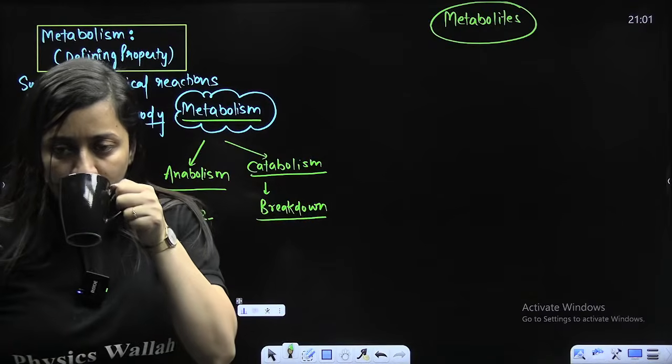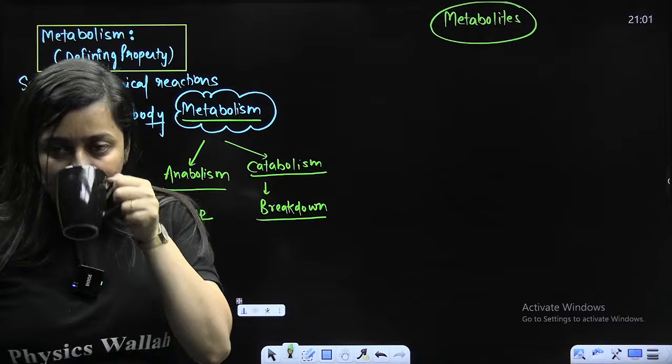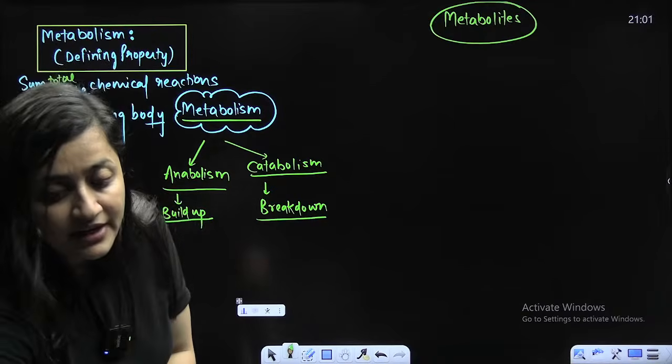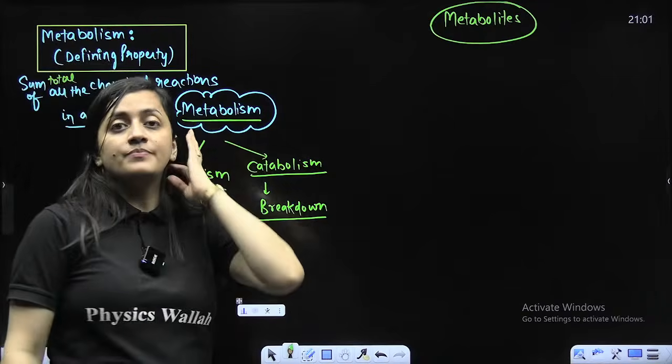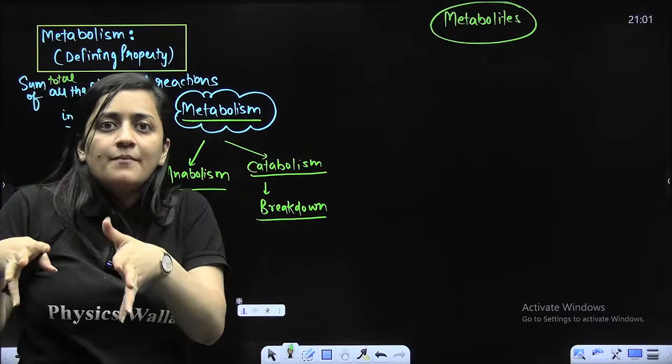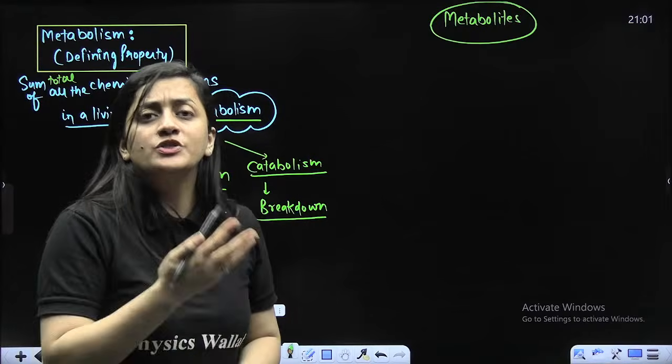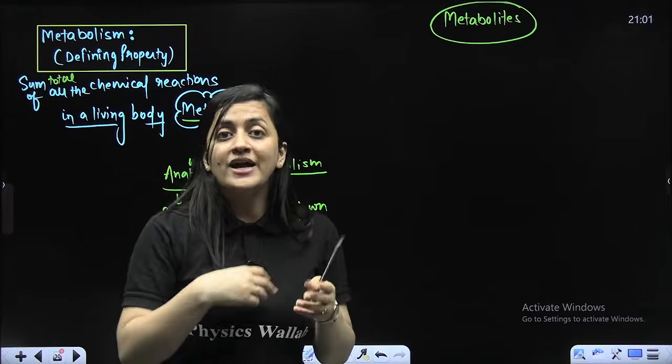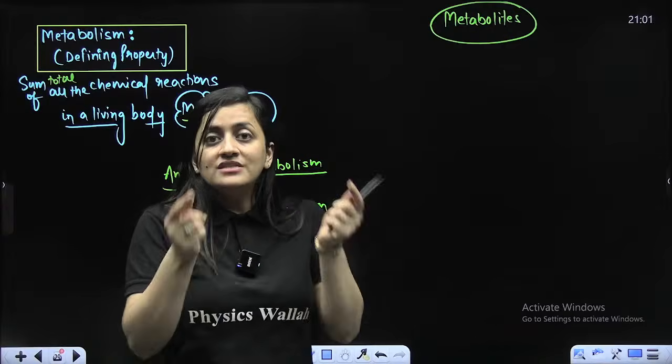Yes or no? Definitely, 100%, ma'am. Metabolites will be there that are participating in that chemical reaction. If there is a chemical reaction, there will be compounds which will participate there. There will be substrates that will change into products. So these are the metabolites.